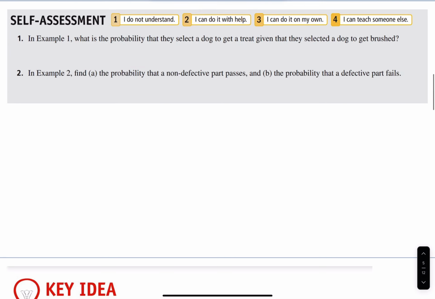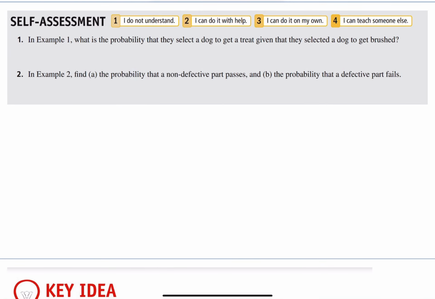All right, pause the video and take about 4 to 5 minutes to work on these two self-assessment problems.